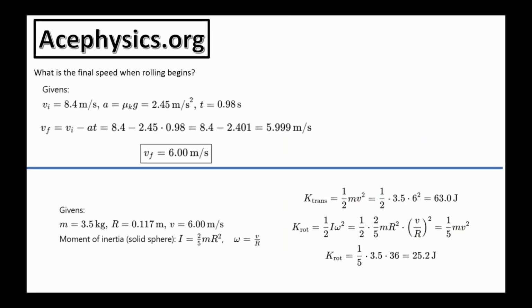What is the final speed of the ball when rolling begins? I know v final equals v initial plus a t. We have all this information. V final equals 6 meters per second. Once the ball is rolling without slipping, the kinetic energy of the center of mass is 63 joules, and the kinetic energy of rotation about the center of mass is 25.2 joules.